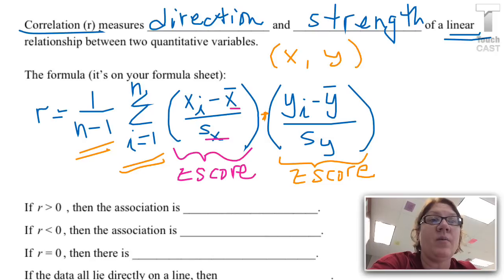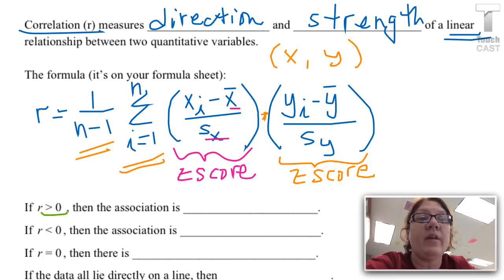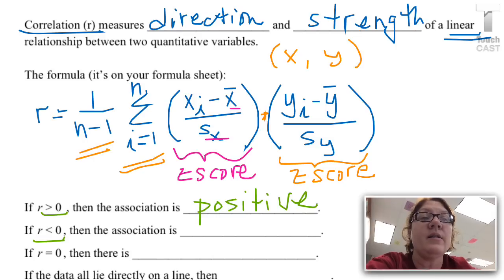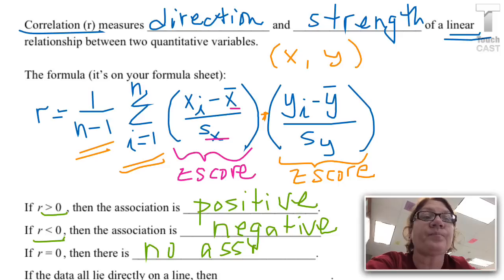Do you need to memorize this formula? No. I want you to find it on your formula sheet so you can tell me exactly where it is tomorrow. But if R is greater than 0, then I have a positive association, obviously, because it's greater than 0. And if R is less than 0, then it's negative. Sort of makes sense, doesn't it? And if R equals 0, then there's no association.